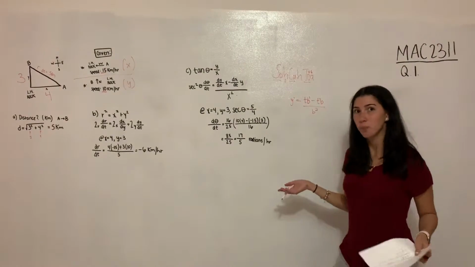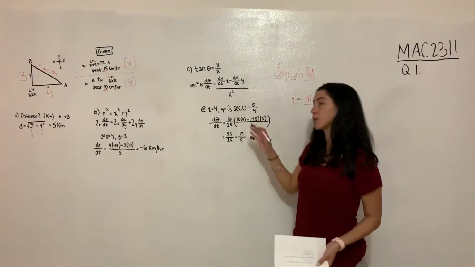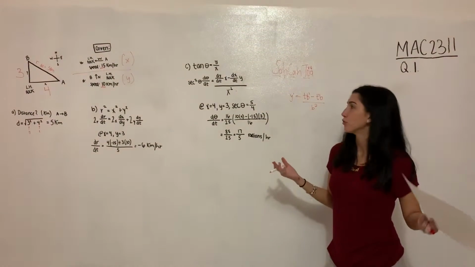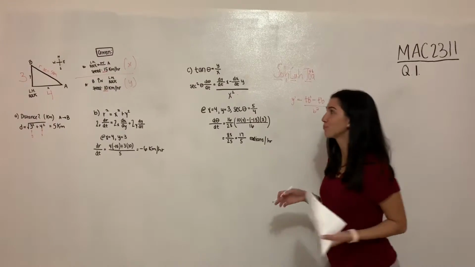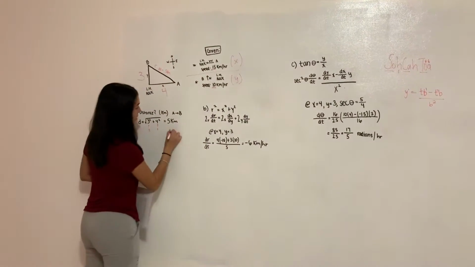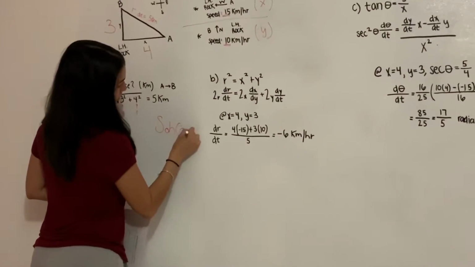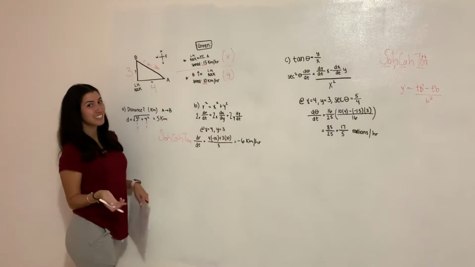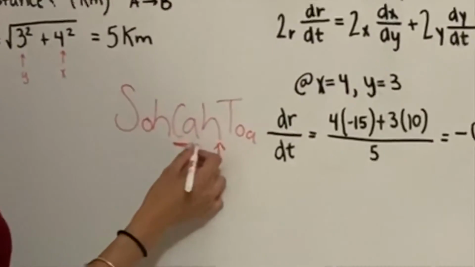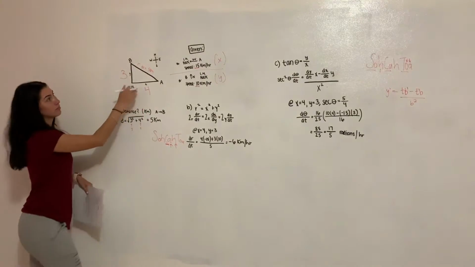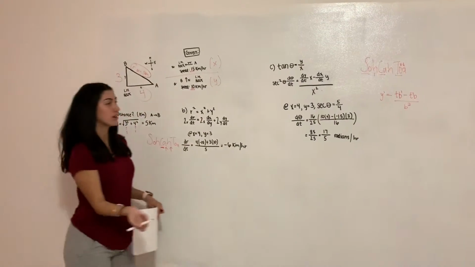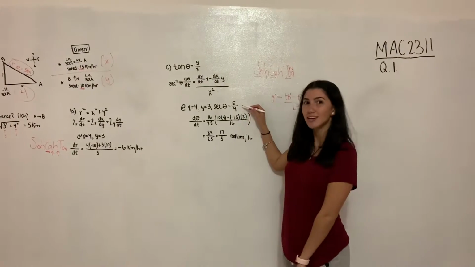And then all you have to do is plug in x equals 4, y equals 3, and secant theta is 5 over 4. Now, why is secant theta 5 over 4? Well, if you follow me over here and you remember SOHCAHTOA, then you know that secant is the reciprocal of cosine. So basically, you do it backwards: hypotenuse over adjacent. So you go to your graph, your hypotenuse is 5, and your adjacent is 4. So then you plug it in, and secant theta is 5 over 4.